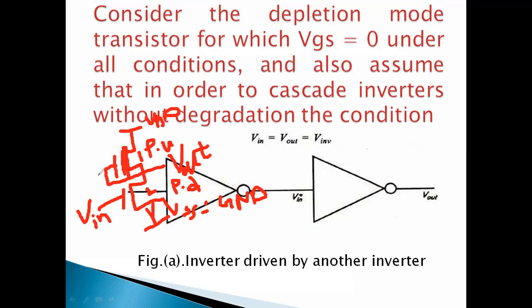In this diagram, one inverter is connected to another inverter. This is Vin, and Vout is connected to the Vin of the second. This entire thing is one inverter connected to another inverter. The lower NMOS enhancement mode transistor is connected to Vin. The upper one is the depletion mode device, which is shorted, and it is Vout.